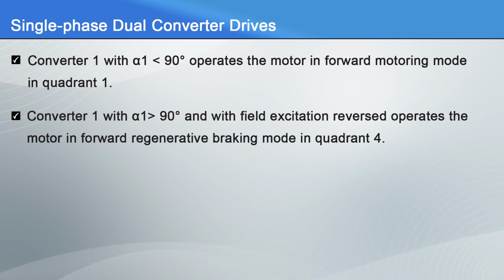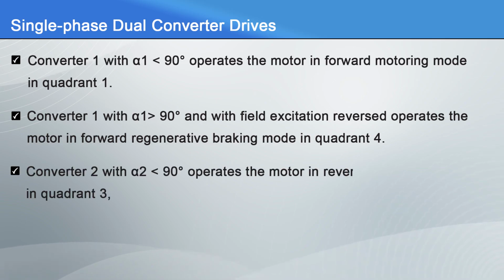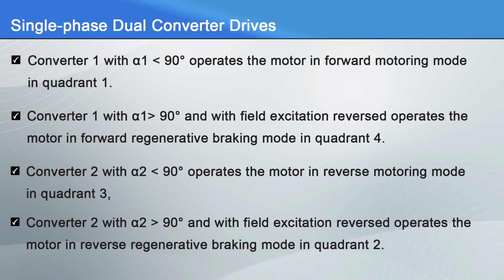For quadrant 1 with alpha 1 greater than 90 degree and with field excitation reversed, it operates the motor in forward regenerating braking mode, which is in the fourth quadrant. Now, if converter 2 with alpha 2 less than 90 degree operates the motor in reverse motoring mode, that is the third quadrant. Quadrant 2 with alpha 2 greater than 90 degree and with field excitation reversed operates the motor in reverse regenerative braking mode, that is quadrant 2.